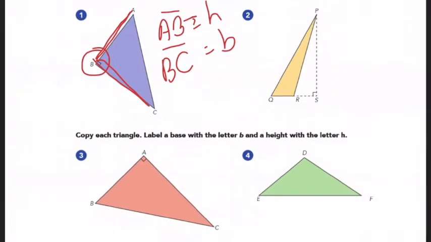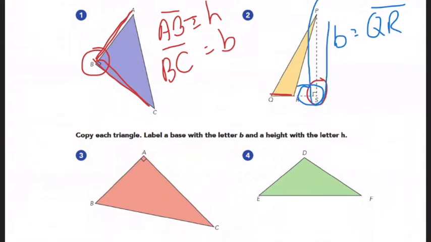Okay, so number 2, I circle the right angle first. So the base is QR. It's not QS because right here, this part is not really part of the triangle. So the base equals line segment QR, and then the height is right here because it's at a right angle. It's SP. So the height equals line segment SP.